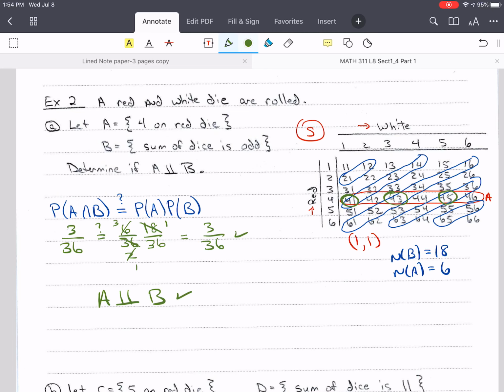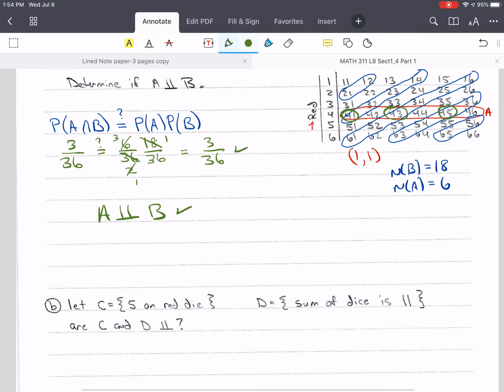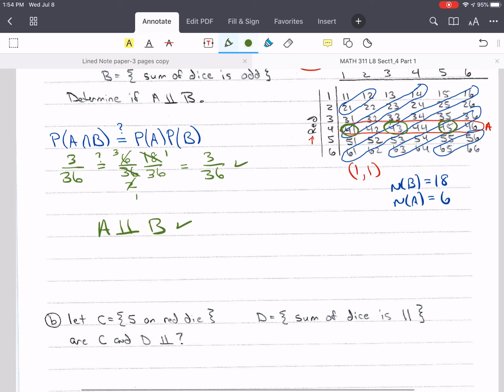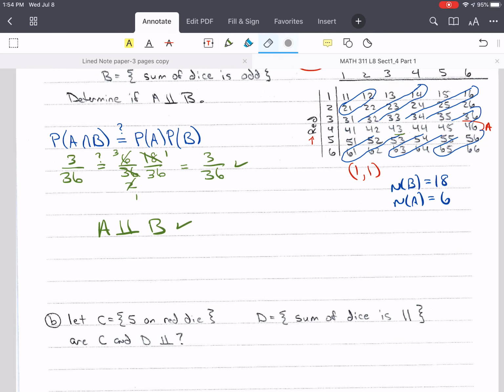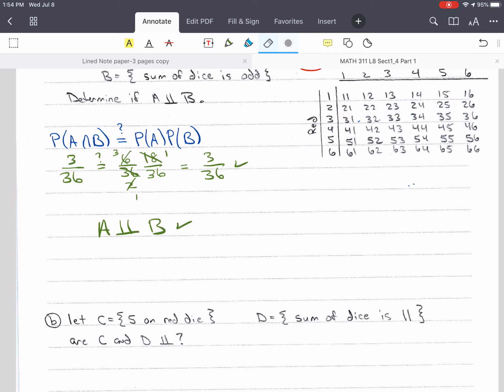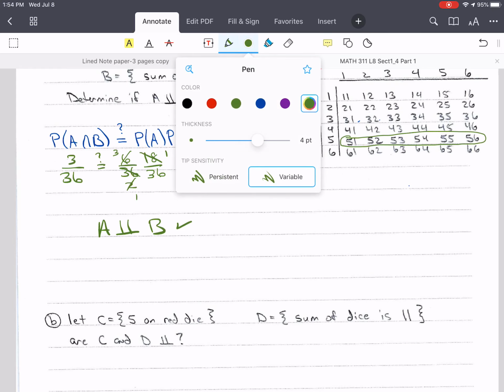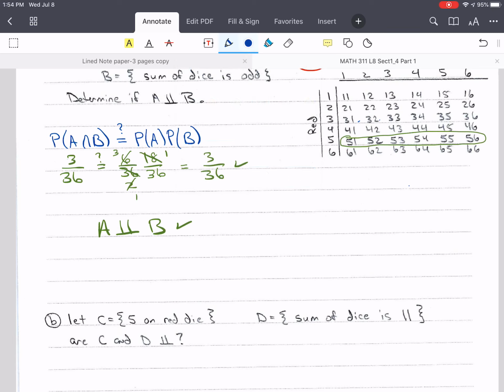Very good. Now, let's define C as a 5 on the red die, and D, the sum of the dice, is 11. I'm going to use my eraser here and clean this up so we can reuse this. And now C is going to be a 5 on the red die. There's these 6. And then D is the sum of the dice is 11, and that's these 2 here. And then our intersection is going to be this value right here.